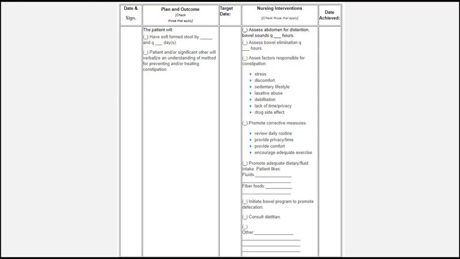We can promote adequate dietary fluid intake. We can initiate a bowel program if necessary. We can also consult the dietitian. So that's a lot of different things that we can do to reach those goals. And any of those things could also include a rationale. For instance, promoting adequate dietary fluid intake, the rationale for that would include the scientific reason behind that. What happens with decreased fluid, and how does that impact the ability to have normal bowel movements?